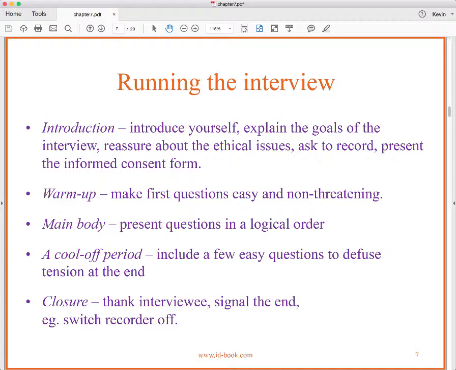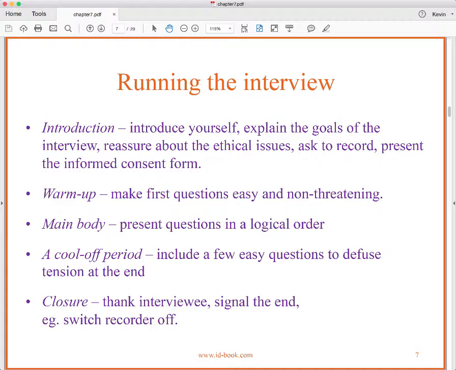So let's talk about running the interview. I mentioned that you would want to have an agenda, and on a high level, you'd probably want to share the agenda with the interview subject such that they know what to expect, right? And here would be a typical structure for an interview. We'd have an introduction, a warm-up, a main body, a cool-off, and closure.